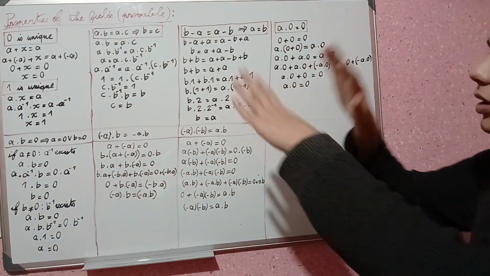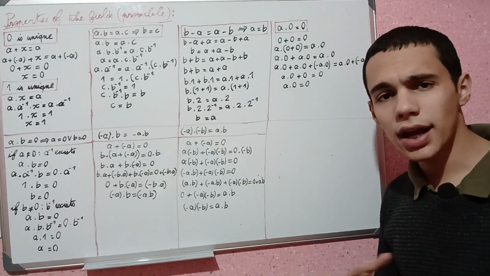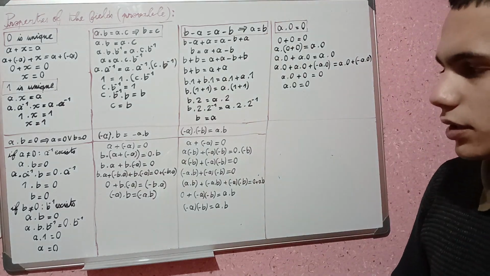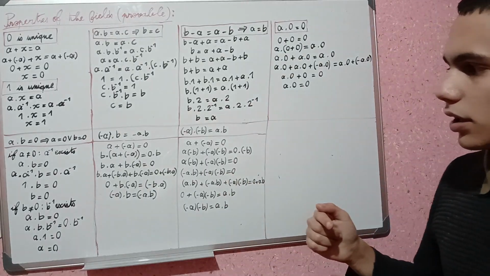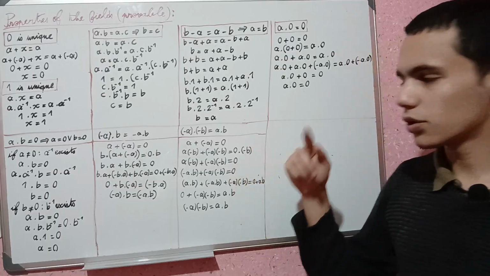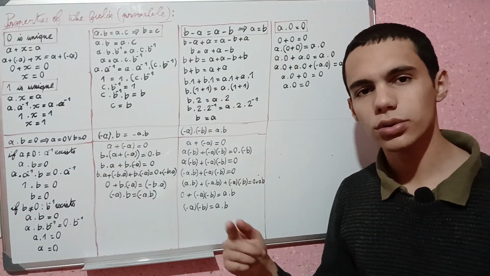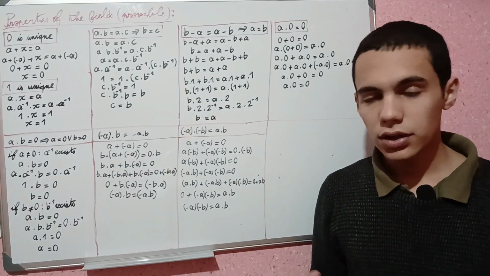And then you can use these properties for proving that any structure is a field, like the one you will see here for the field of complex numbers, and also you can do that for the field of rational numbers.